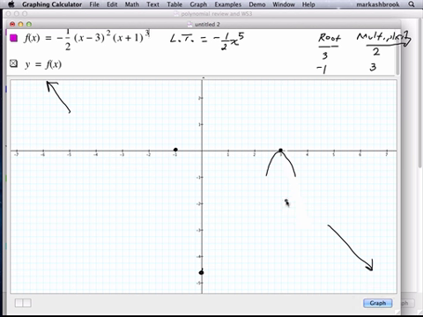So it could go either way. It could open upward or downward. You just have to look at it. I knew it opened downward because this end behavior has to be down to negative infinity, like we said, right? Okay, from here, where's it going to go?